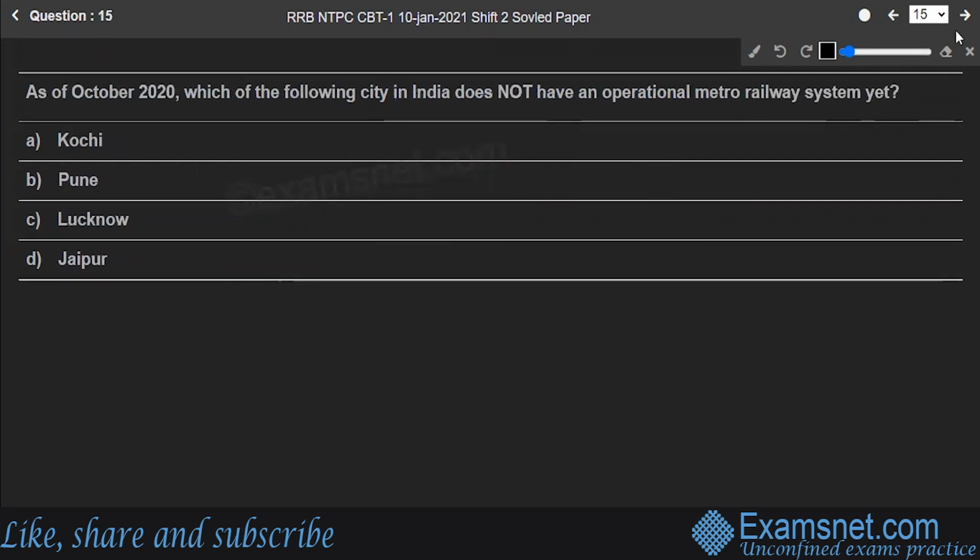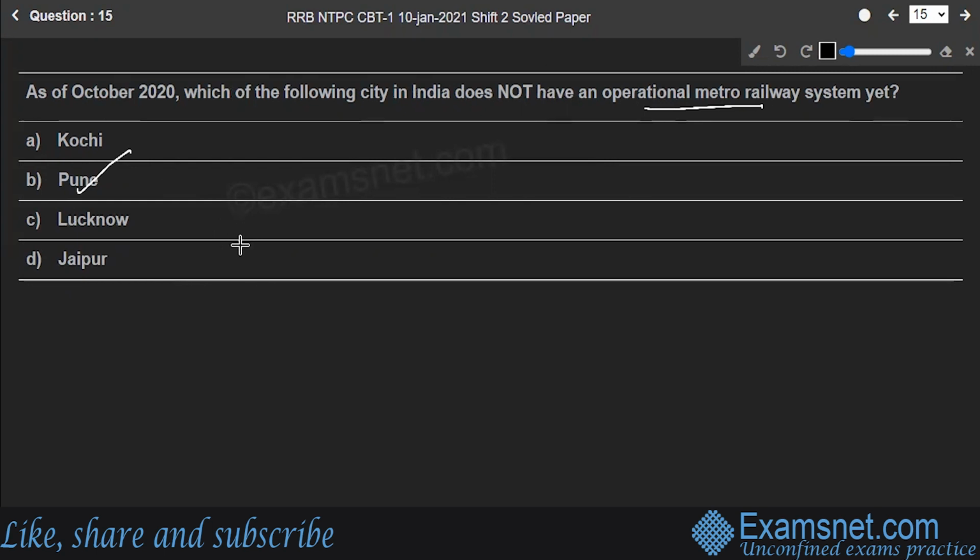It says, as of October 2020, which of the following city in India does not have an operational metro railway system yet? Kochi, Pune, Lucknow, or Jaipur? It is Pune. Pune Metro is a metro rail-based rapid transit system under construction to serve the city of Pune, India. Hence, Pune Metro is still not operational.